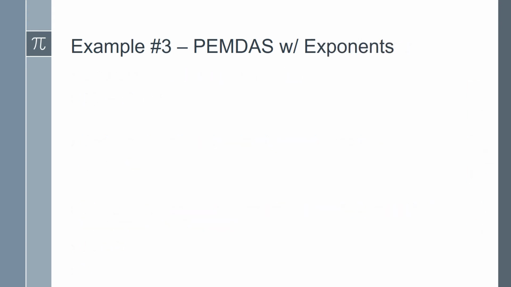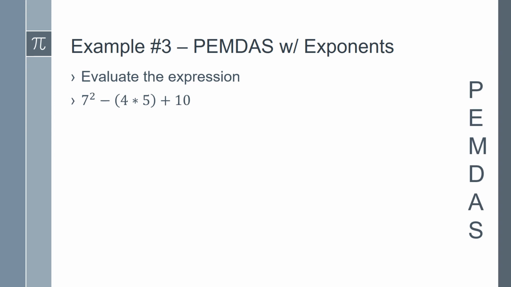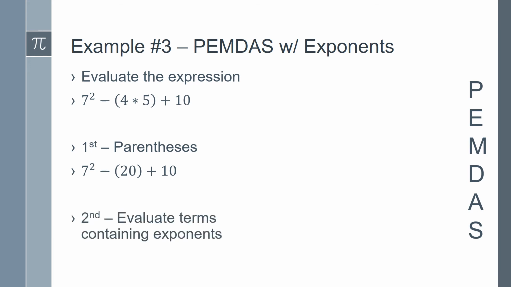Example number 3. Evaluate the expression. 7 squared minus 4 times 5, in parentheses, plus 10. Write down PEMDAS on the side. P comes first, so we start with the parentheses. 4 times 5 is 20, so we now have 7 squared minus 20 plus 10. Next is E for exponents, so we need to evaluate any terms that contain an exponent. 7 squared is 49, so we have 49 minus 20 plus 10.